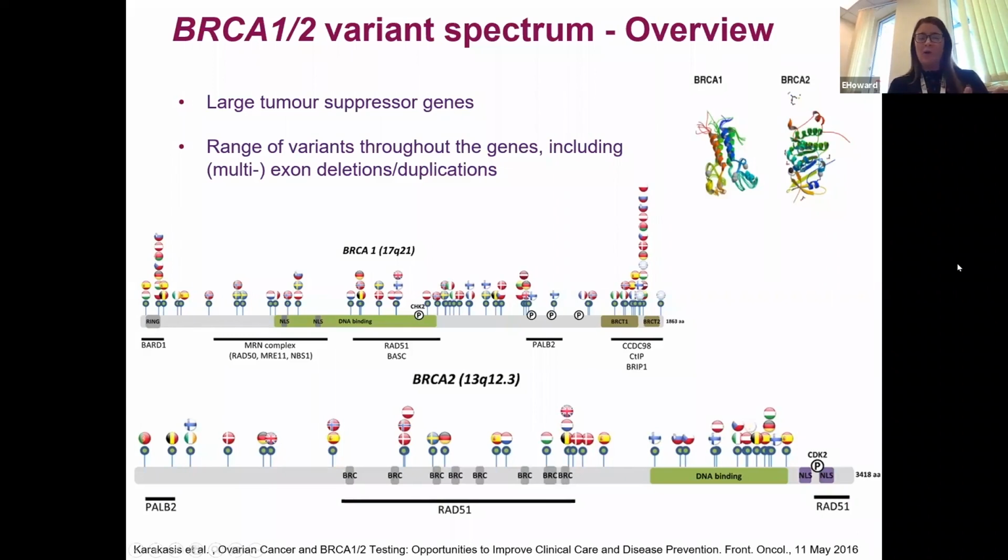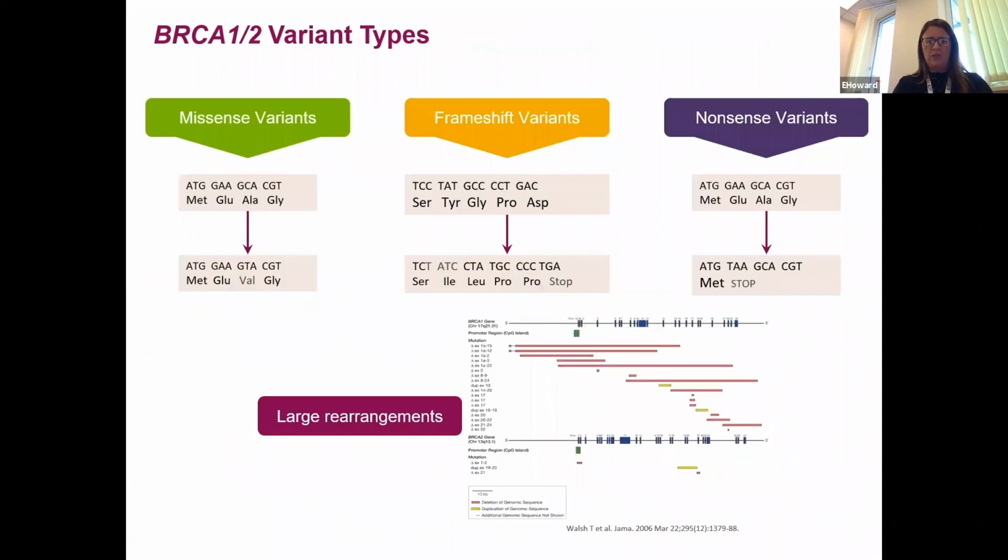Okay, so as we're all probably aware, BRCA1 and 2 are large tumour suppressor genes with a range of variants throughout the genes, which include exon deletions and duplications too. Looking at the schematics, you can see that some of the key binding domains are also highlighted on there, and all those different variants that we see scattered throughout the entire gene. So it's really important that we know to screen the entire gene and not just some of the key functional domains.